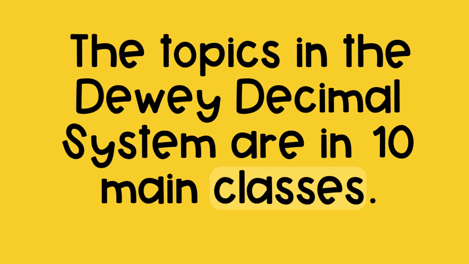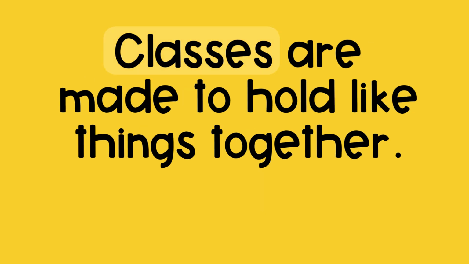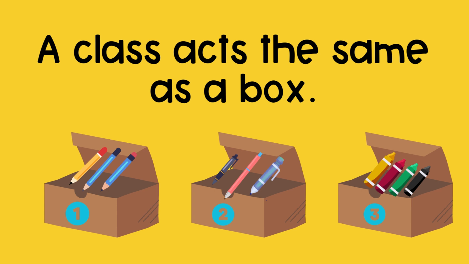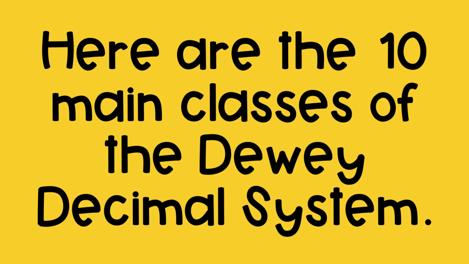The topics in the Dewey Decimal System are in 10 main classes. Classes are made to hold like things together. A class acts the same as a box. Here are the 10 main classes of the Dewey Decimal System.